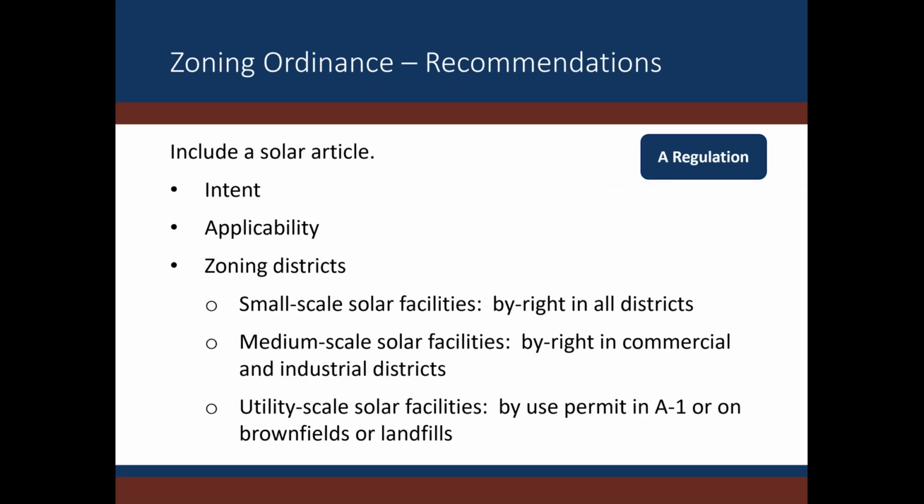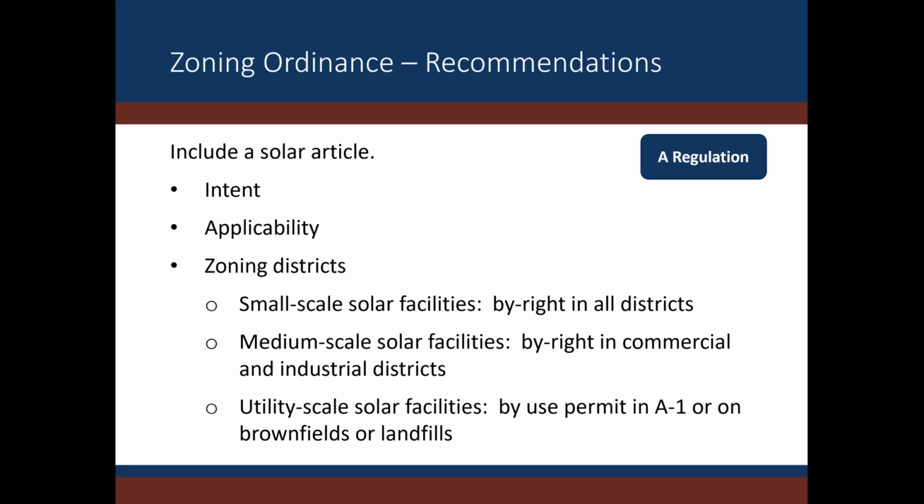You want to amend the zoning ordinance to include the solar regulations as an article or separate section of the ordinance. This makes it easier for staff, the public, and potential applicants to find the information. The article should include a statement of intent that outlines the purpose. Often the purpose is to establish requirements for construction and operation, to provide standards for the placement, design, construction, and removal, and to address public safety and minimize impacts.